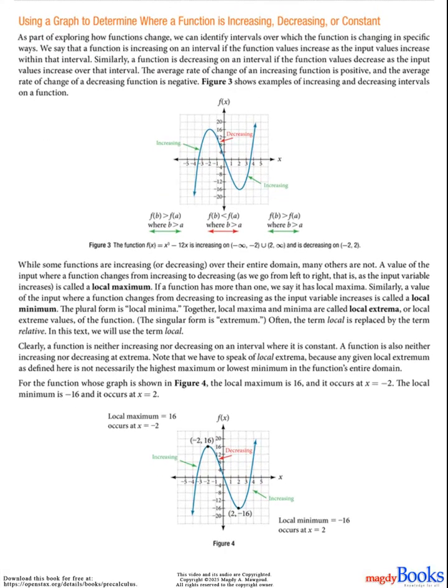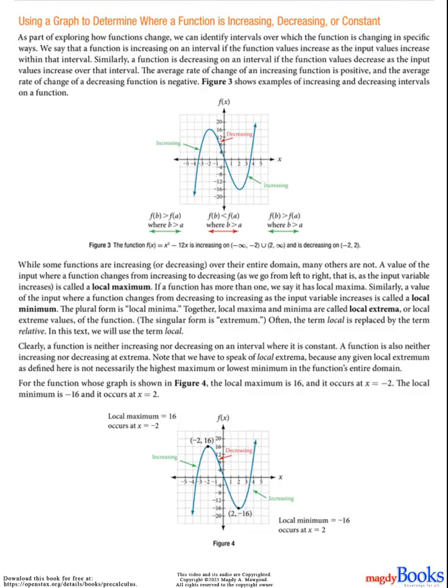1.3.2. Using a graph to determine where a function is increasing, decreasing, or constant. As part of exploring how functions change, we can identify intervals over which the function is changing in specific ways. We say that a function is increasing on an interval if the function values increase as the input values increase within that interval. Similarly, a function is decreasing on an interval if the function values decrease as the input values increase over that interval. The average rate of change of an increasing function is positive, and the average rate of change of a decreasing function is negative.